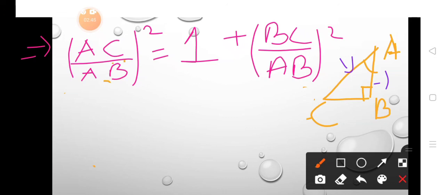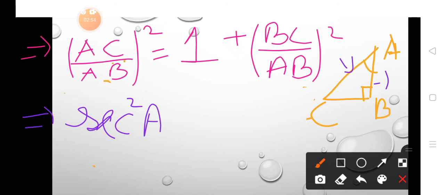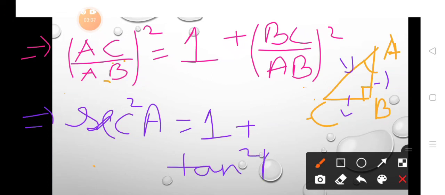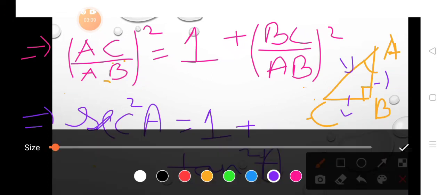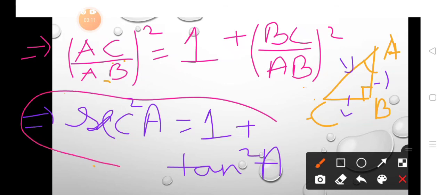Which trigonometric ratio is this? Can you guess? It's sec. Okay, sec square A, hypotenuse by adjacent, as we have learned before, equals 1 plus BC by AB. BC by AB is opposite by adjacent, which is tan. So tan square A. From here, we got this trigonometric identity. This is our second trigonometric identity.